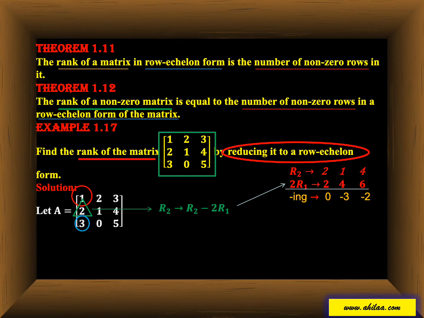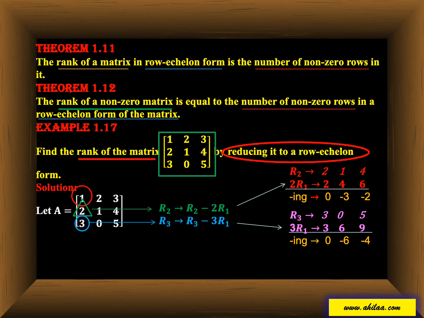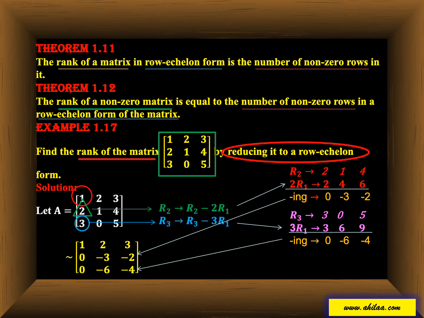Now parallelly we can convert A31 to 0. A31 here is 3, so I multiply row 1 by 3 and subtract from row 3. The operation is R3 goes to R3 minus 3 R1. R3 values are 3, 0, 5. 3 R1 values are 3, 6, 9. Now subtracting, I get 0, minus 6, minus 4. Now I substitute these two row values and get the equivalent matrix like this.